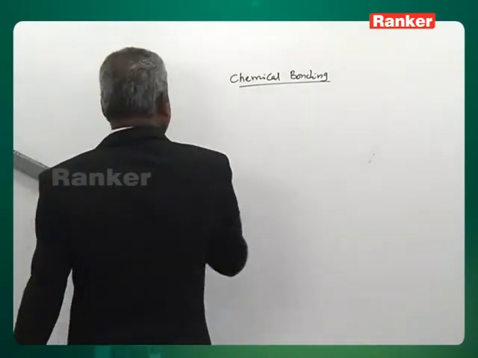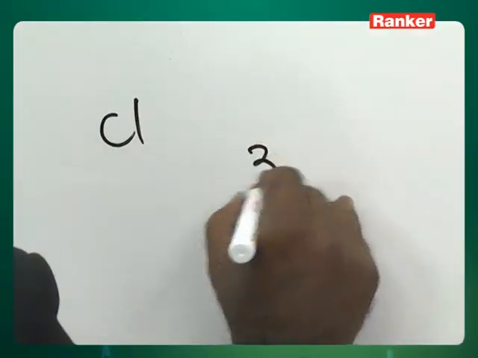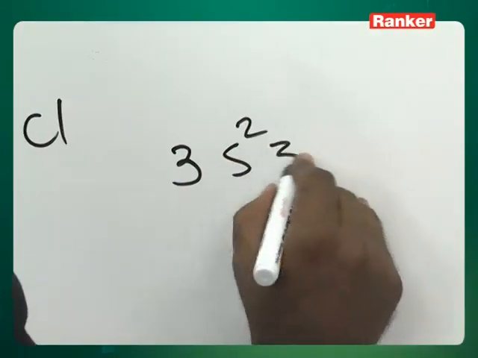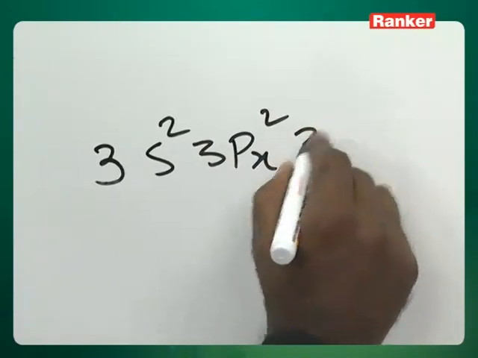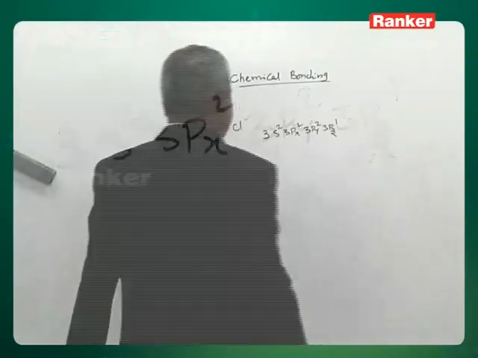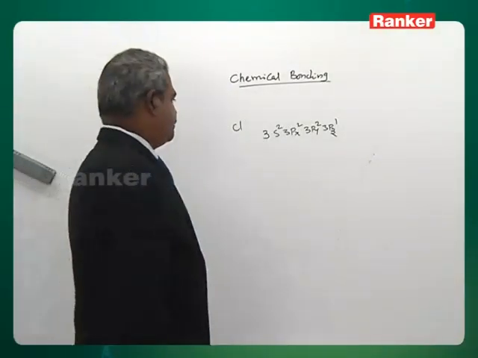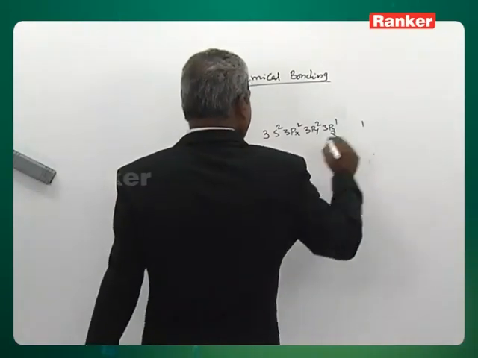Now, let us conclude with chlorine: 3s2, 3px2, 3py2, 3pz1. It has 3 pairs and 1 unpaired electron. How many bonds can chlorine form? It can form 1 bond in its ground state.